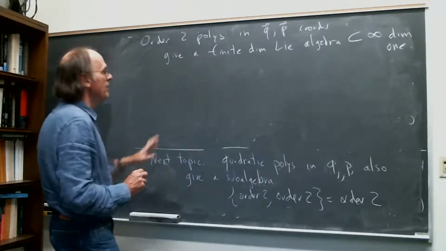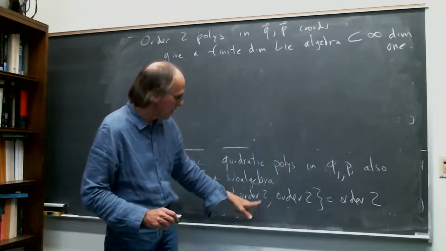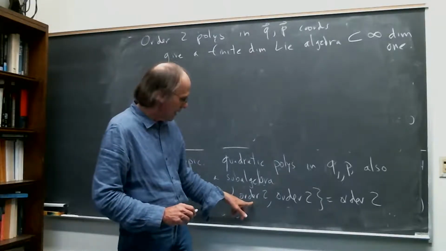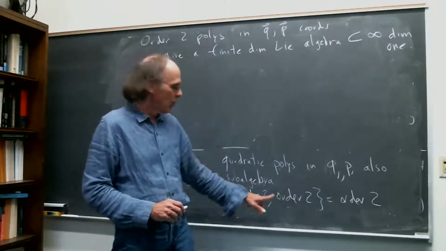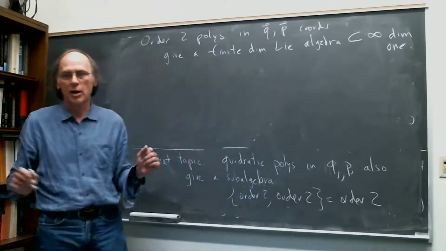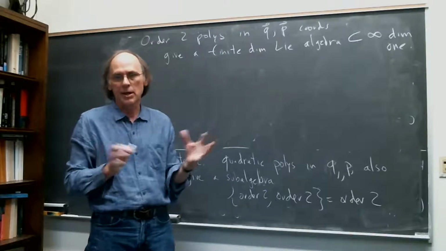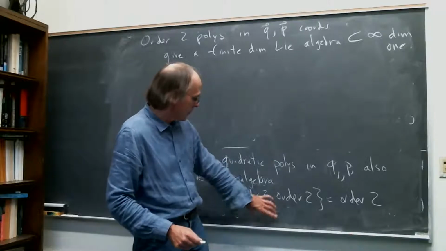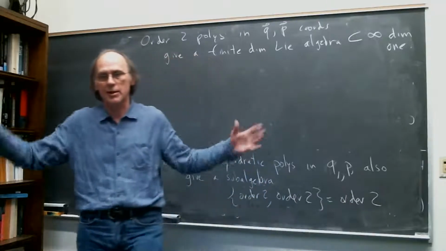Things then stop here, because if you start bracketing together things of order bigger than 2, the bracket increases the order. If you try to make a bigger subalgebra, the relation is not going to close: if you had a nice finite dimensional subset and bracketed them together, you would go out of the subset into something bigger.